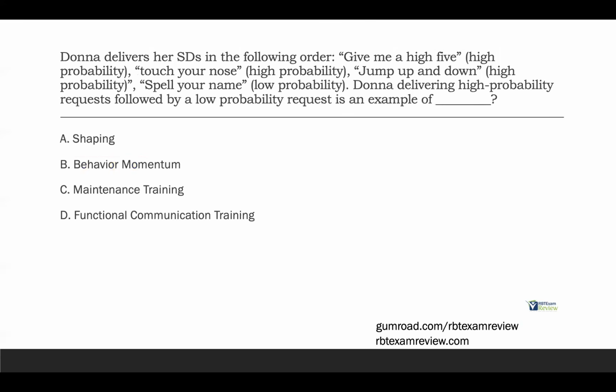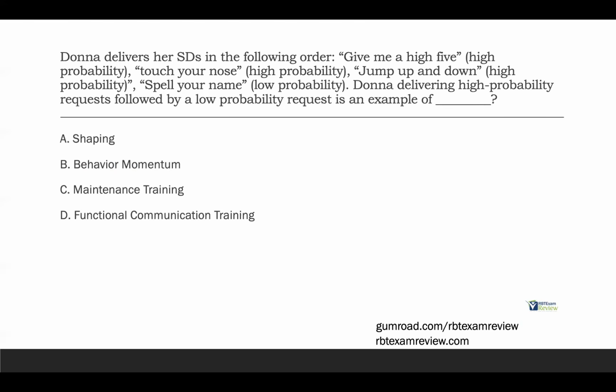Question 2. Donna delivers her SDs in the following order. Give me a high five, high probability. Touch your nose, high probability. Jump up and down, high probability. Spell your name, low probability. Okay, so already we should know what? This is some sort of high probability request sequence, high P, low P. So what does our question want to know? Donna delivering high probability requests followed by a low probability request is an example of what?